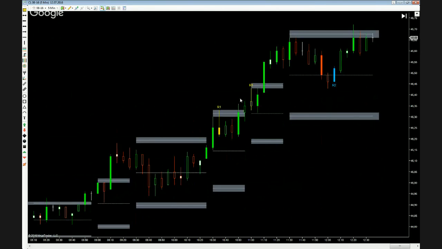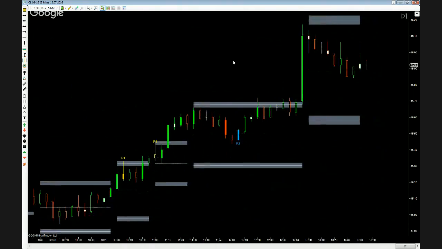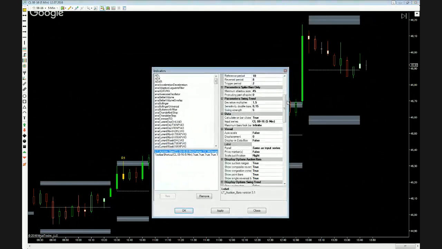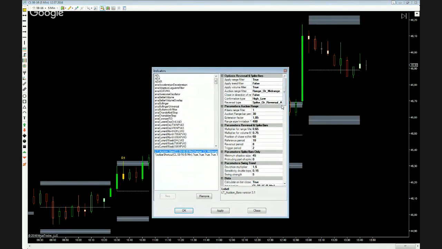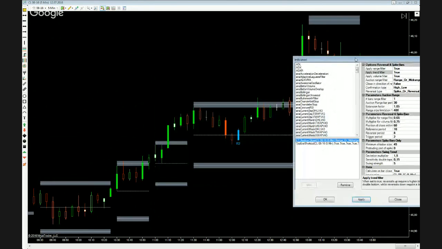And these ones also go against the trend. So there's a lot of settings in here that you can play around with. I have the range and the volume filters added here. I can also activate the trend filter. Then I get rid of these reversals that go against the trend.